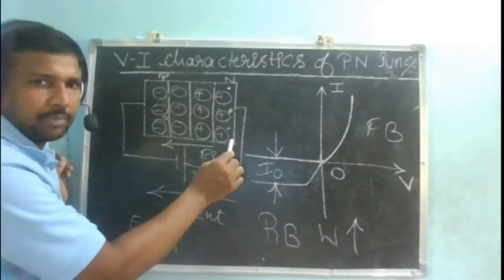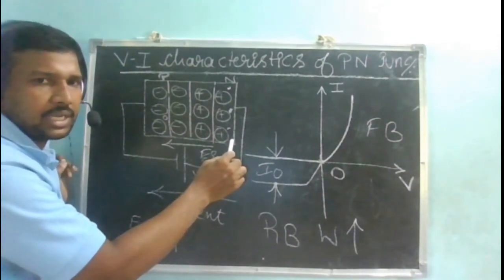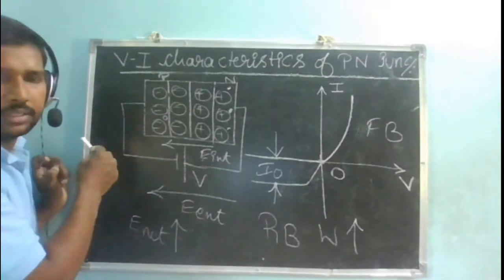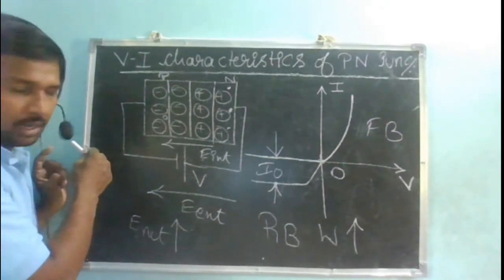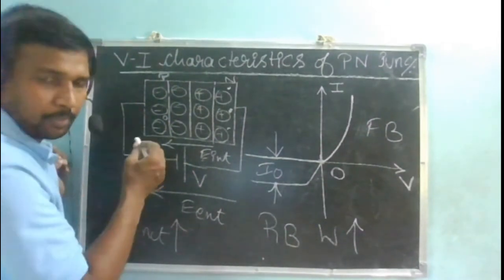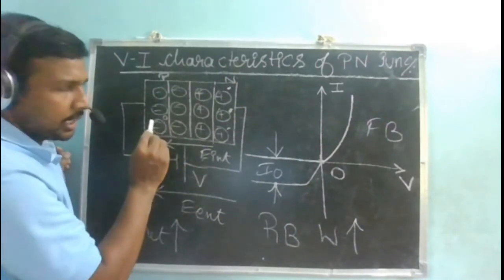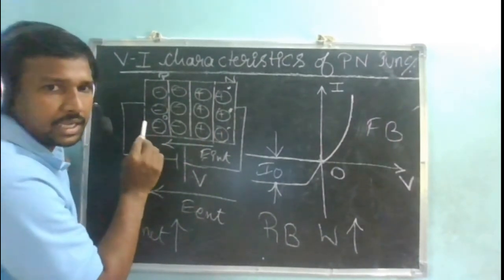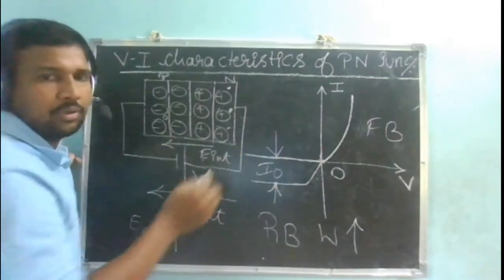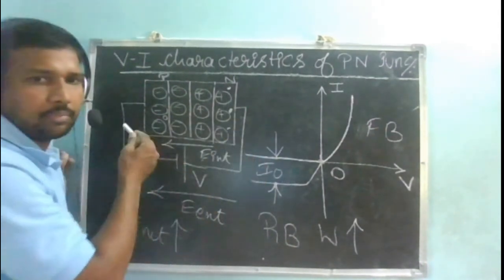Holes in the N side, minority charge carriers, in which direction will they move? From N side to the P side. Yes or no? Yes, sir. Electrons in the P side, which are minority charge carriers, are going to move from left to right. Because of that, the current is from right to left.